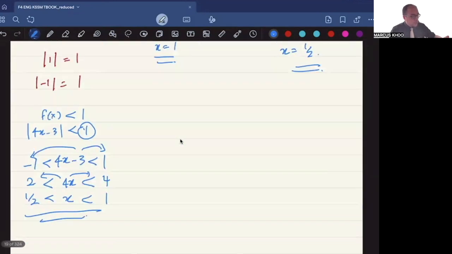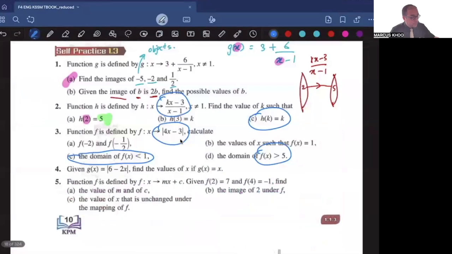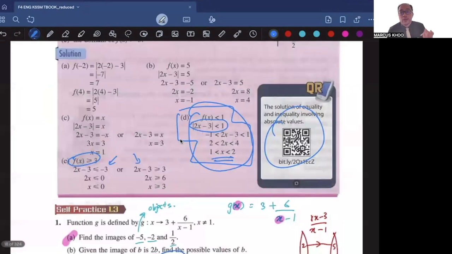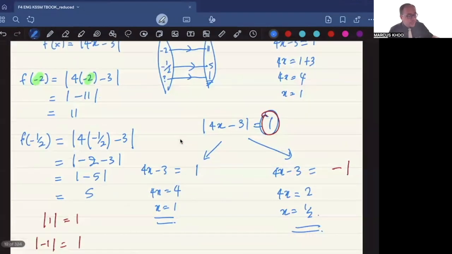So f(x) is more than 5 is our question. Let me put the modulus in: modulus 4x minus 3 is more than 5. Now this is where it gets very tricky, which is why I recommend that you look at this QR because it actually does help.